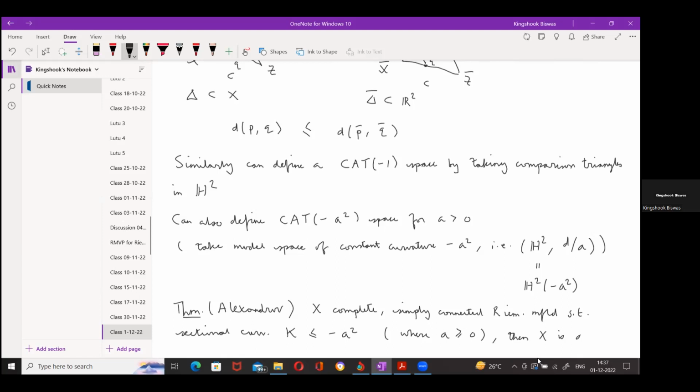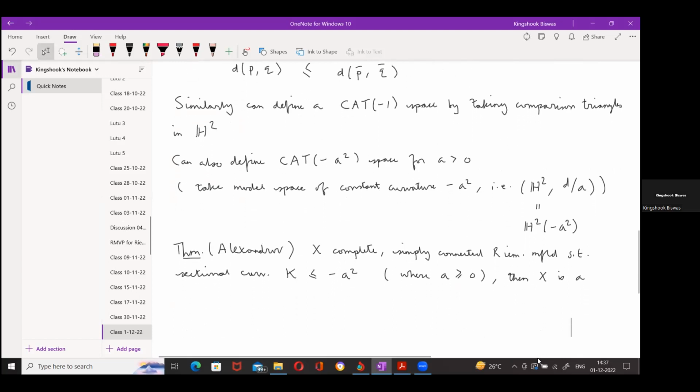So in particular, if the sectional curvature is less than or equal to 0, then it is a CAT(0) space. If the sectional curvature is less than or equal to minus 1, then it is a CAT(-1) space.